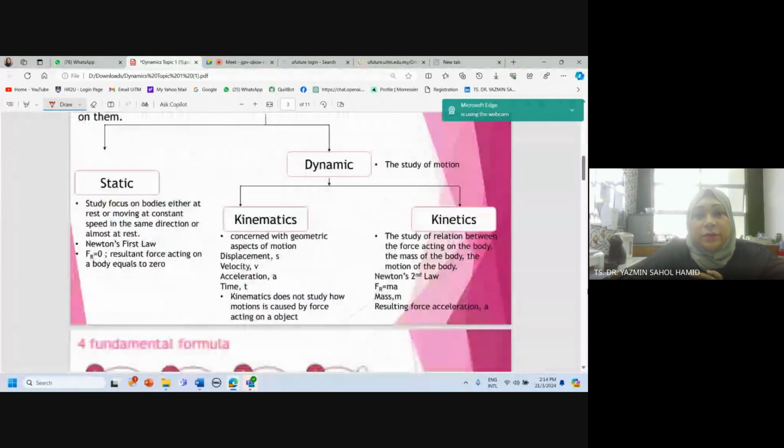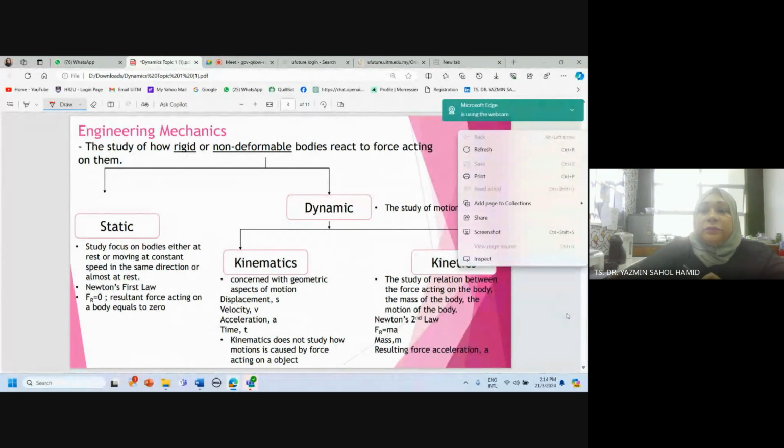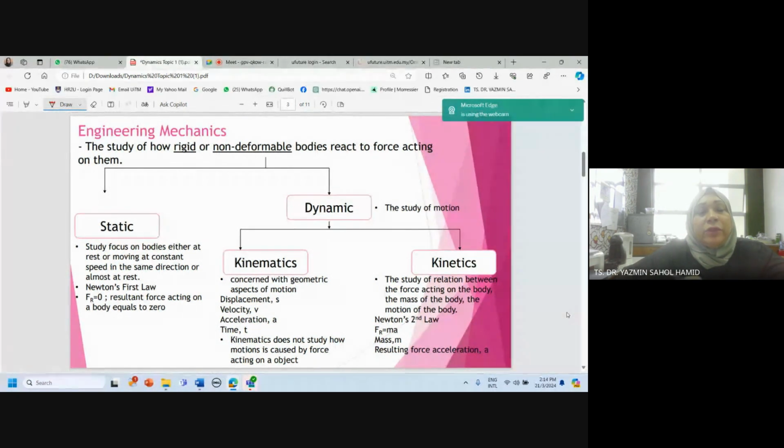the shape and size. Now, I guess most of you are survivors of statics. However, again, if you did not pass statics, you can still take the dynamics course because it's different. It's not a continuation and it's not a prerequisite subject. Okay, all right. Now, what is statics? Previously, you studied statics. Statics focuses on bodies that are at rest, or moving at a constant speed in the same direction, or considered almost at rest.